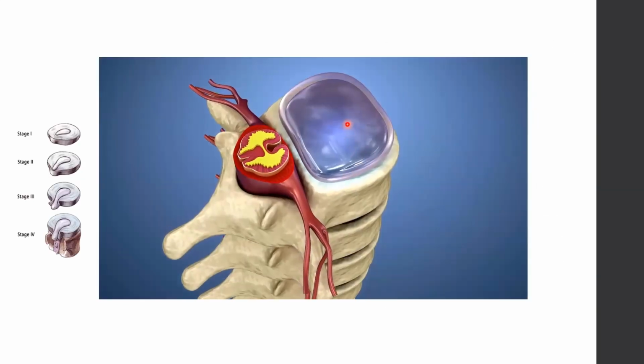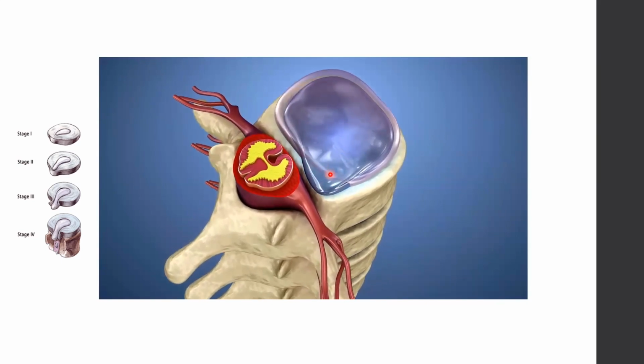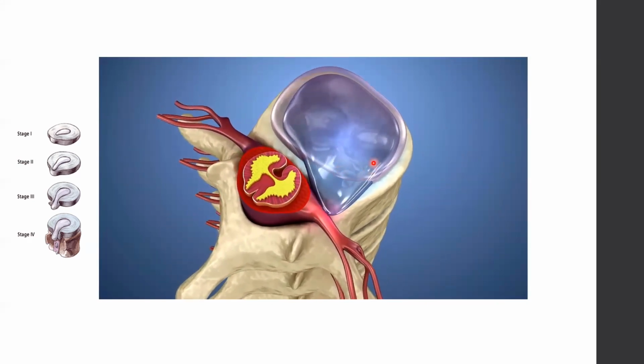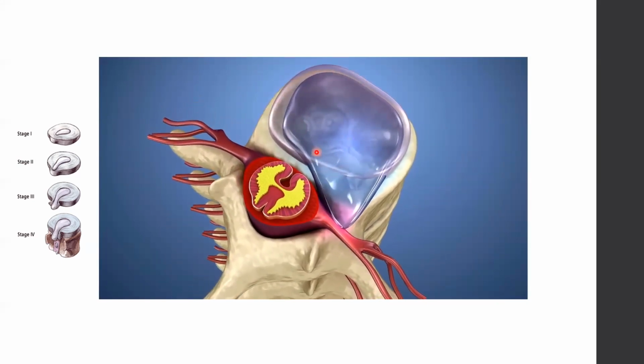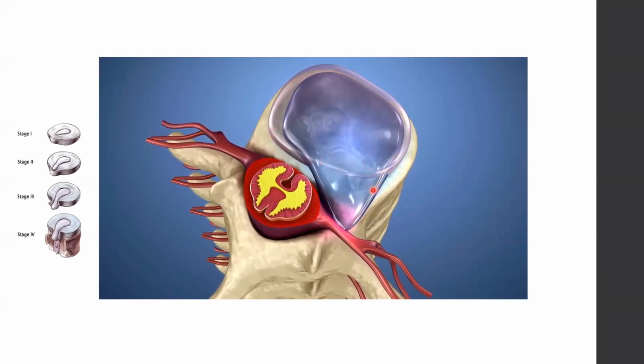And what happens is the nucleus pulposus essentially protrudes away from the outer layer, our annulus fibrosus, and begins to apply pressure on the spinal nerves.